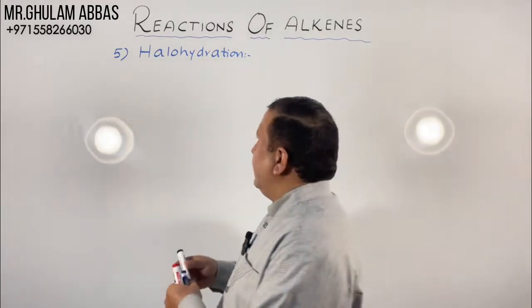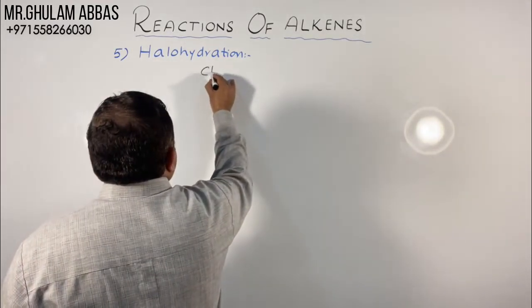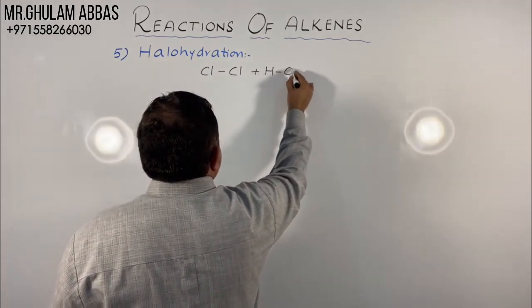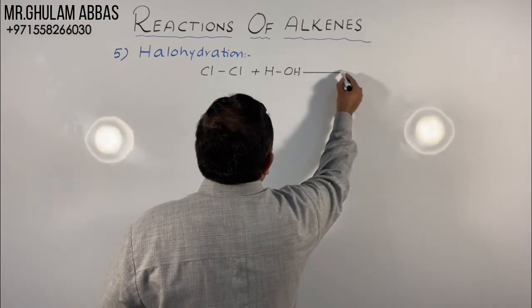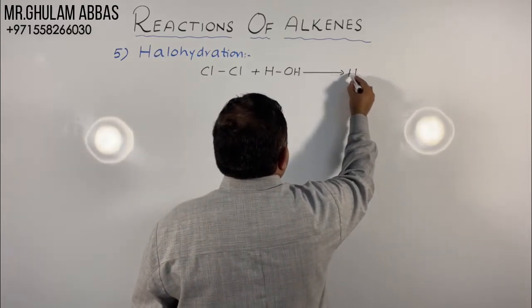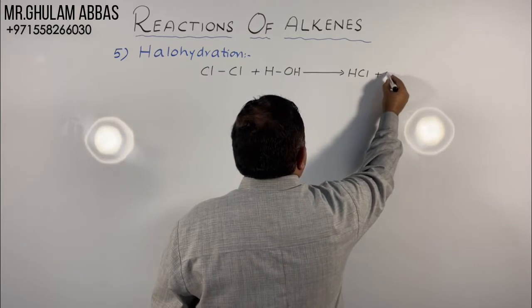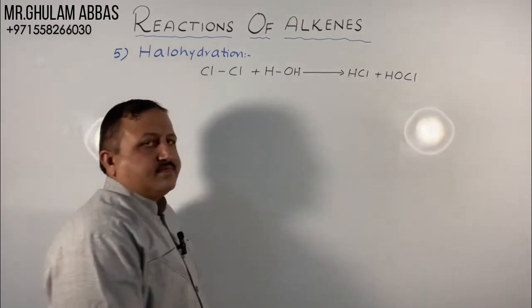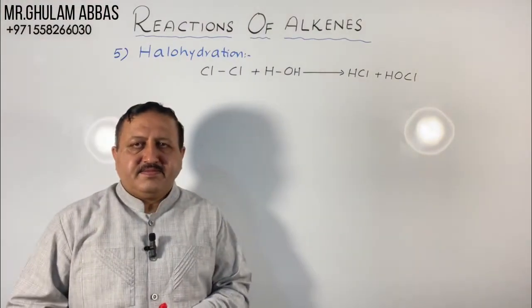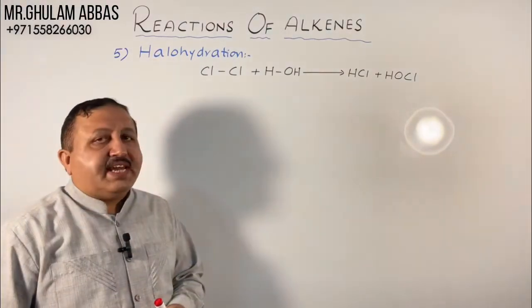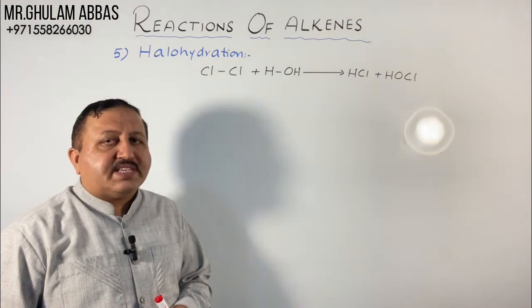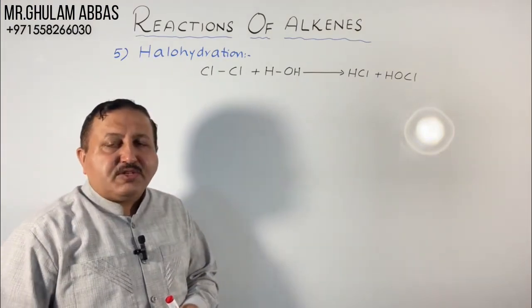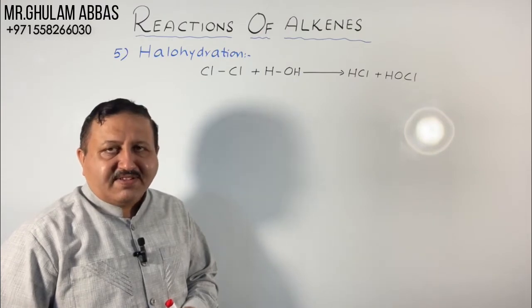But halogens and water react to form HCl plus HOCl. HOCl is called hypochlorous acid. HCl is stable, HOCl is not stable, it is reactive.